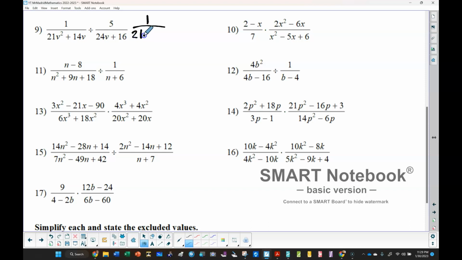So 21v squared plus 14v times 24v plus 16 over 5, okay? So now with that little trick, it looks like the rest of them. So whenever you have to divide, guess what? Flip it and turn it into multiplication, okay?